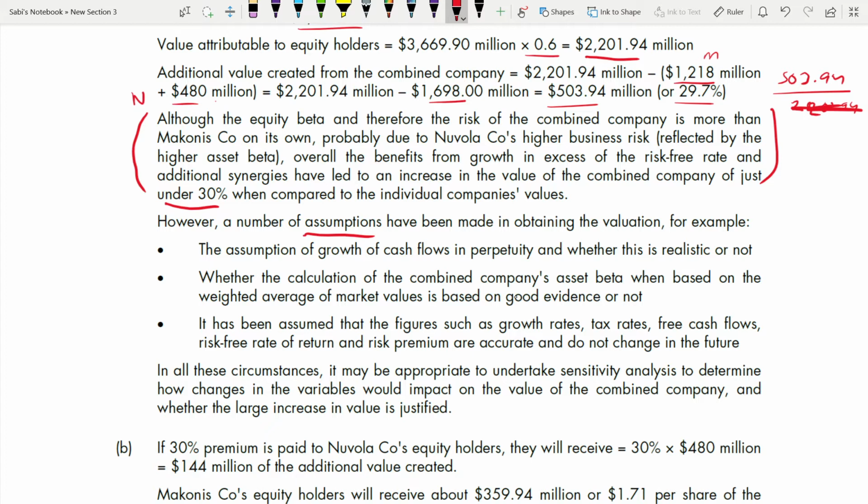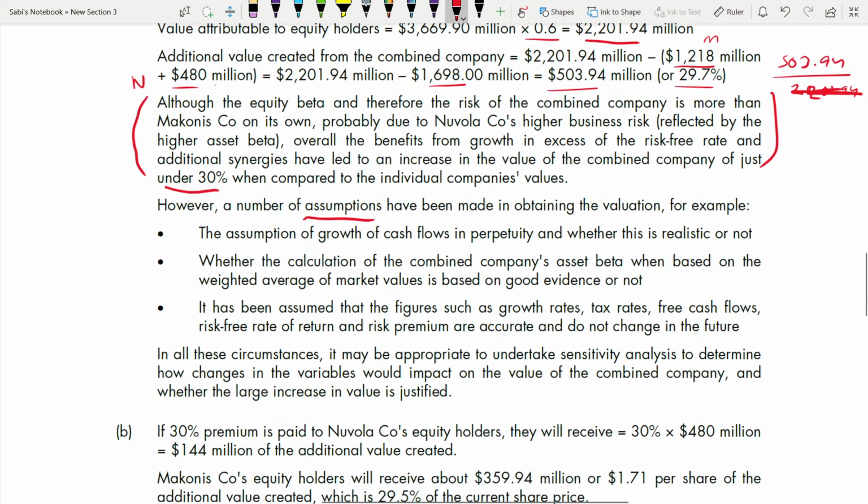Second, whether the calculation of the combined company's asset beta, when based on the weighted average of market value, is based on good evidence or not. That combined asset beta, how are you getting it? It is based on the weighted average of the market value. So whether that market value is based on good evidence or not. If it is wrong, then your asset beta of the combined company will also be wrong. And the third is it has been assumed. Now your assumption could be different from this, okay?